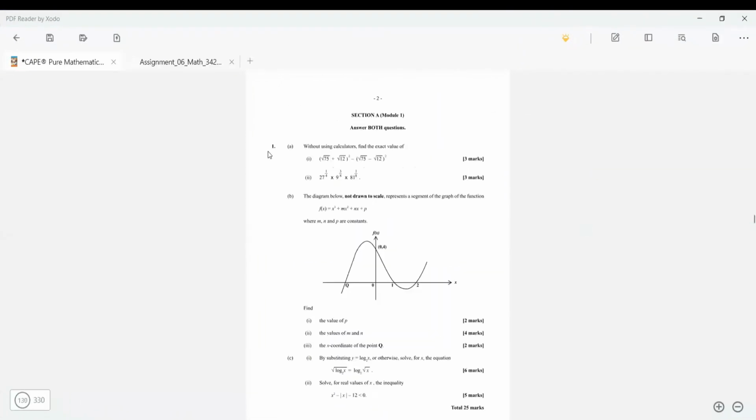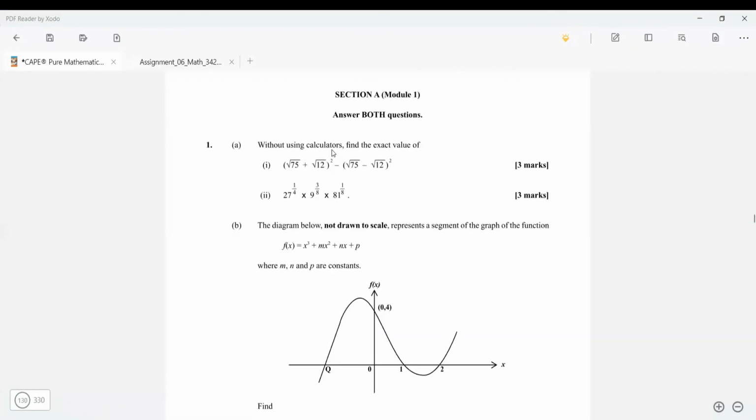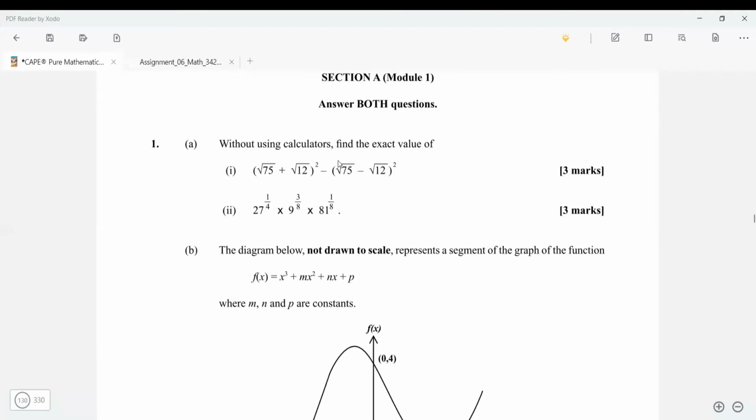(2011) Paper 1, let's have some fun. It says, without using a calculator, find the exact value of (the square root of 75 plus the square root of 12) all squared minus (the square root of 75 minus the square root of 12) all squared. So let's do this without our calculator.